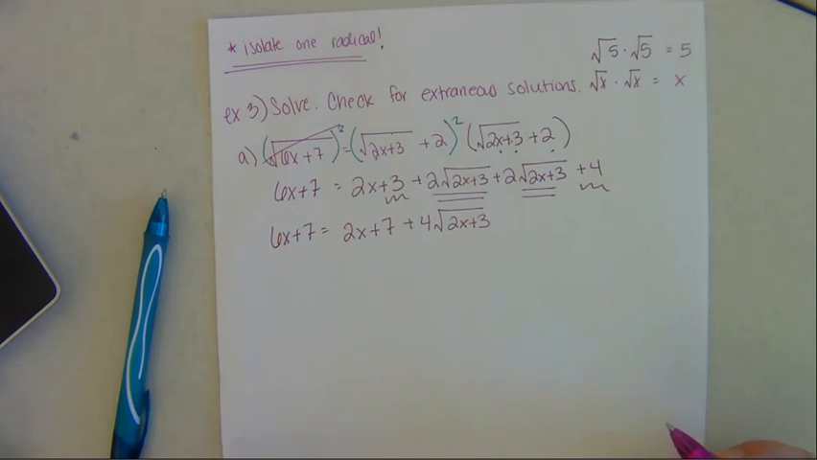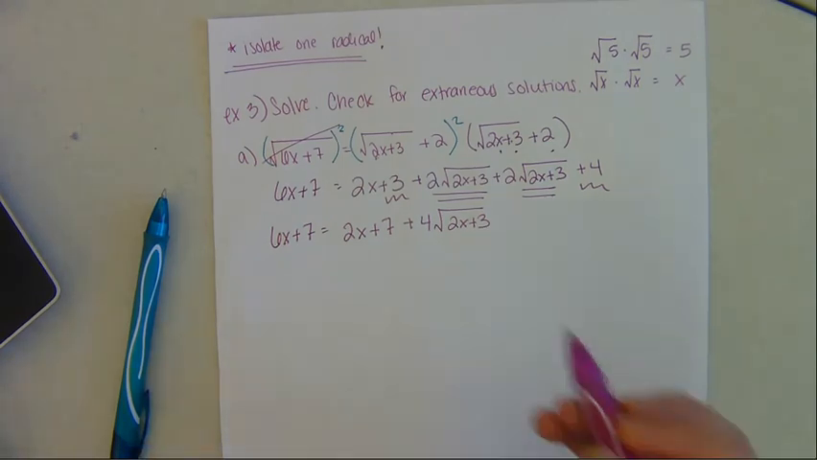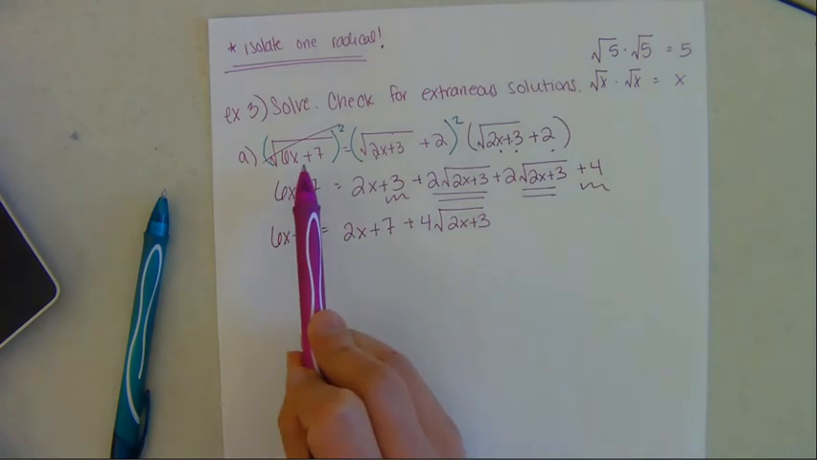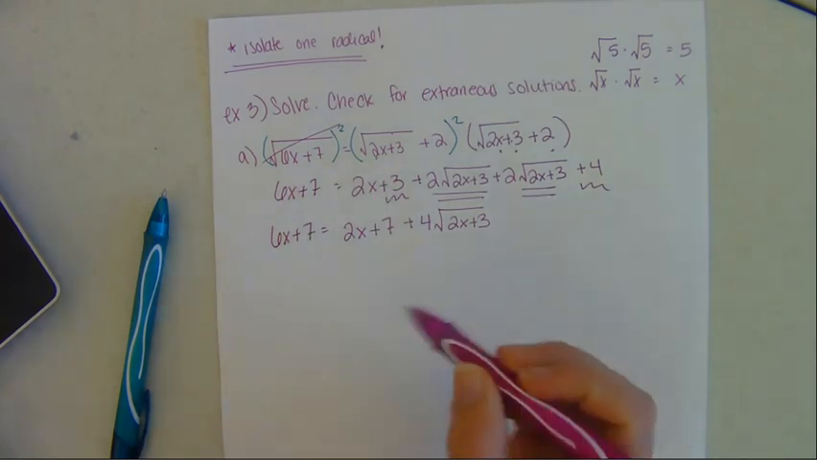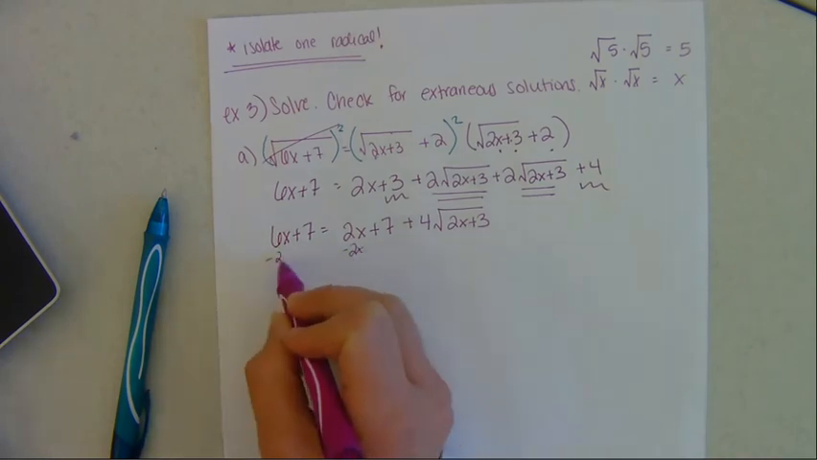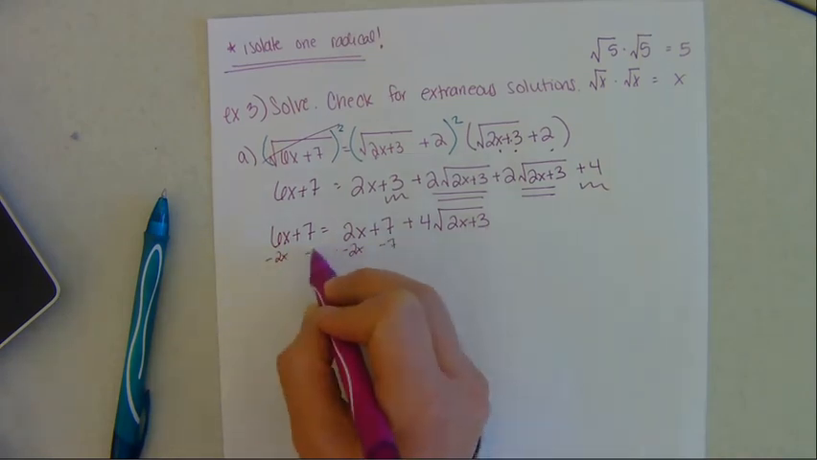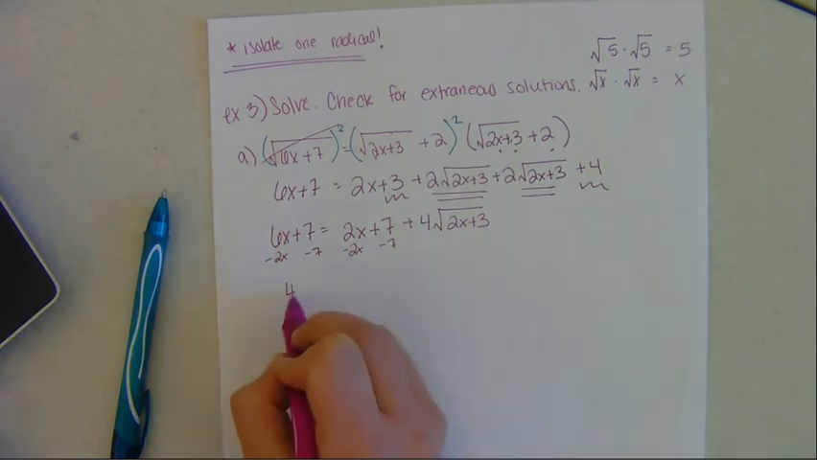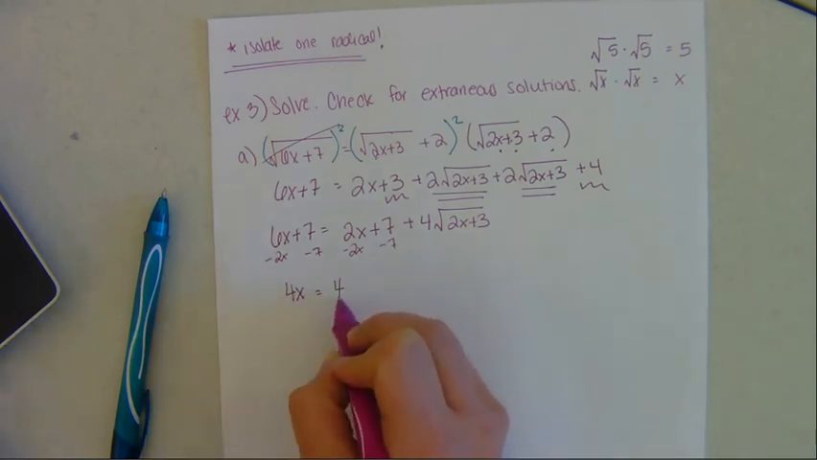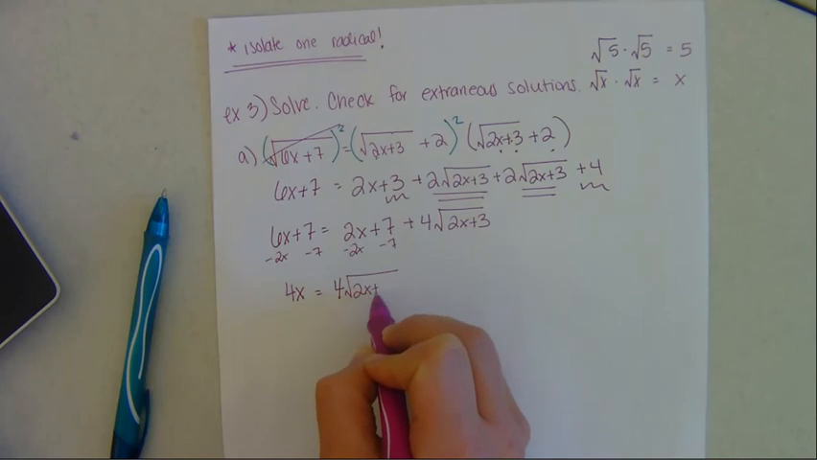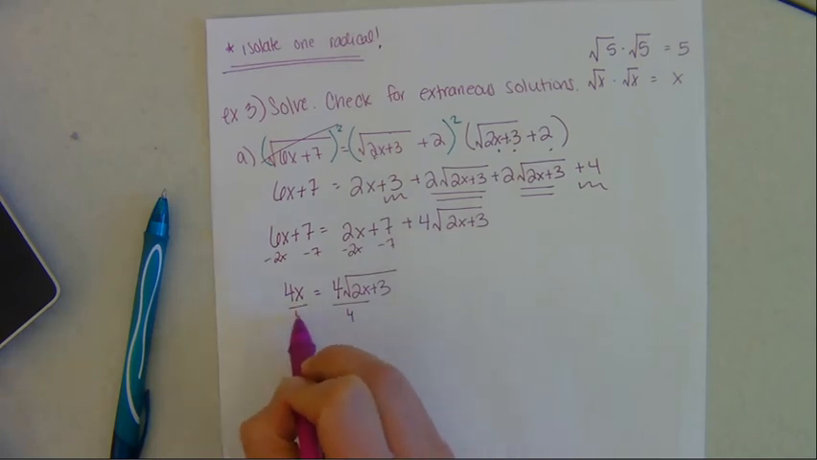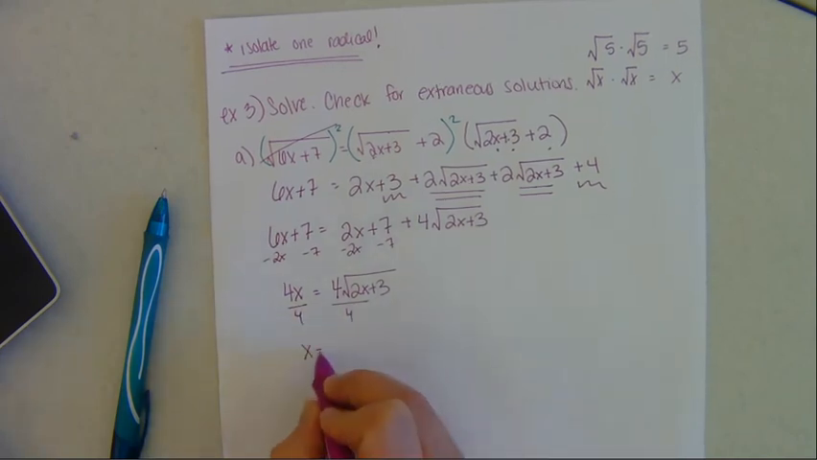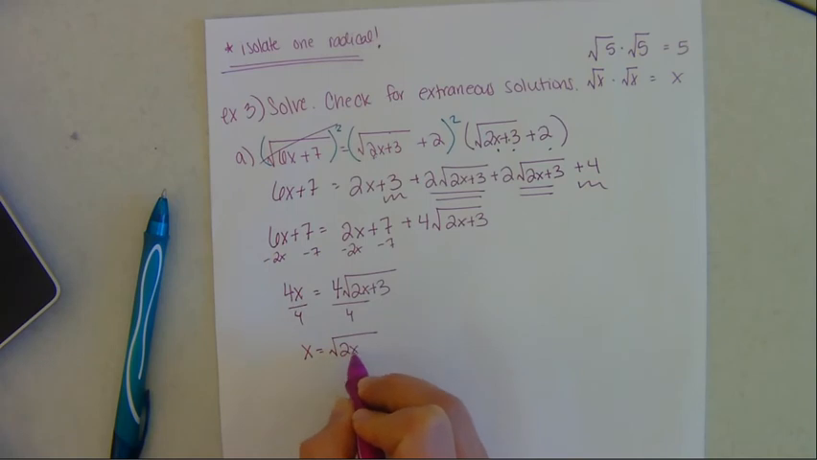Okay, so now I can start trying to isolate this radical. You can see I've gone from an equation that has 2 radicals in it down to an equation that just has 1 radical in it. So I'm going to subtract my 2x from each side. I'm also going to subtract my 7. So here I have 4x equals 4 radical 2x plus 3. And we're still trying to get this radical by itself. It still has this extra times 4. So go ahead and divide by 4. And now I have x equals radical 2x plus 3.